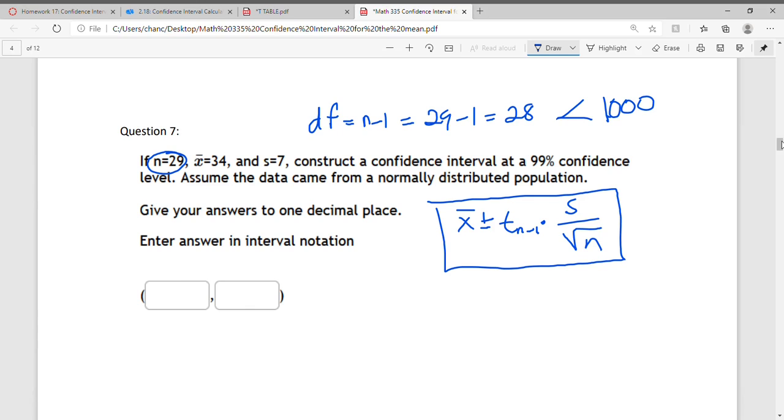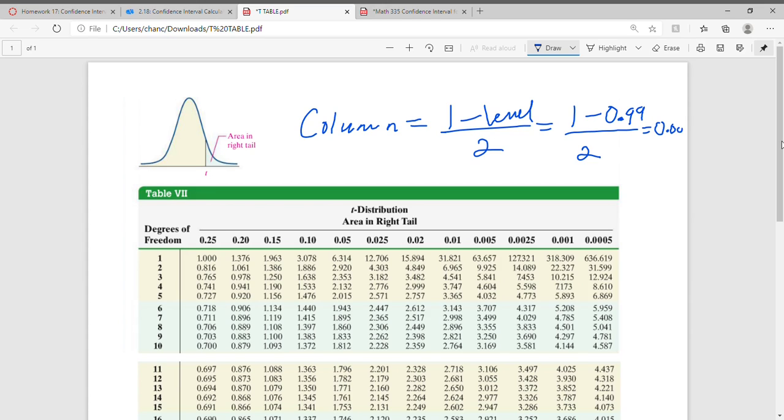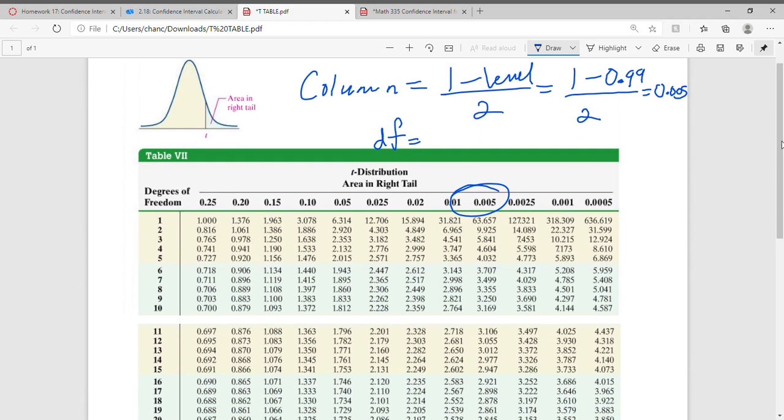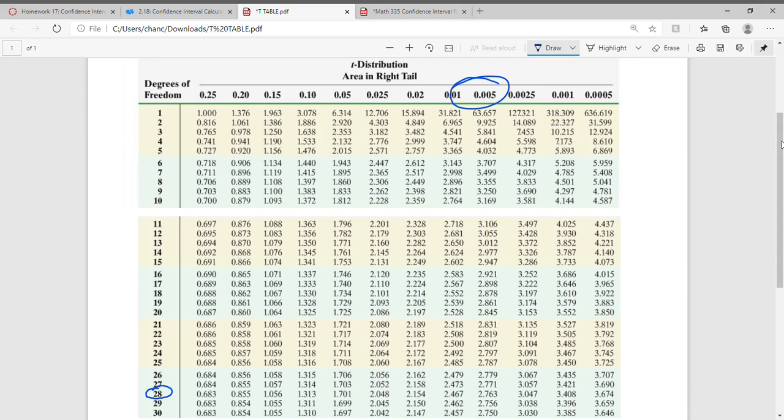So let's find our t value from our table. To find the column that we need to use, the formula is 1 minus the level of confidence divided by 2. In our case, the level of confidence is 99%, so let's subtract 0.99 from 1 and divide by 2. This gives us a value of 0.005. So that's the column that I'm going to use. The column that says 0.005. Now, which row do we use? Well, that depends on our degrees of freedom, which we know is 28. So let's go to the row that says 28. And now we have our t value that we need, and that's 2.763. So let's use that number, 2.763.